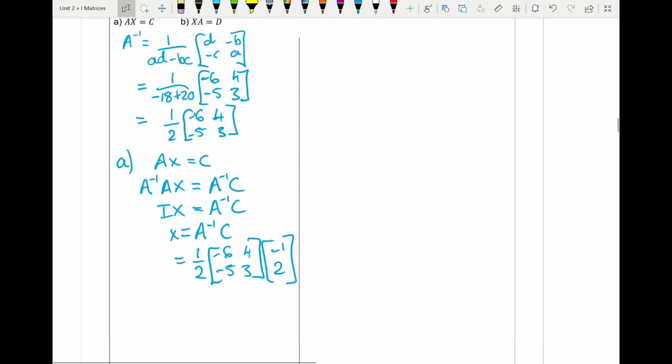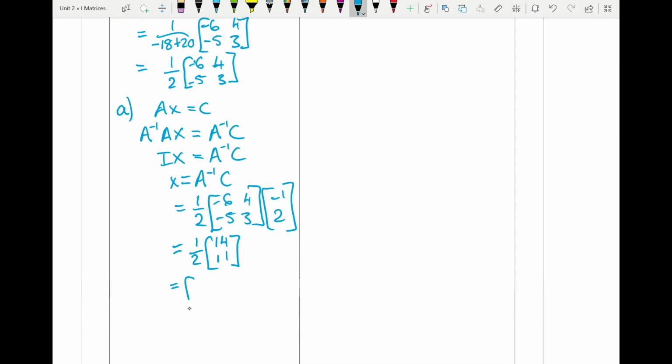So in doing so, we can either apply this a half at this stage, or we can multiply this through and then apply this half. Both will give the same solution. It's easier to work with whole numbers, so I'll apply this half at the final stage. So a 2 by 2 multiplied by a 2 by 1 is going to give us a 2 by 1 matrix. So we get negative 6 times negative 1 is 6, plus 8 is 14. And then we also get positive 5 times 6 is going to give us, plus 6 is going to give us 11. So our final solution will be 14 on 2, 11 on 2.